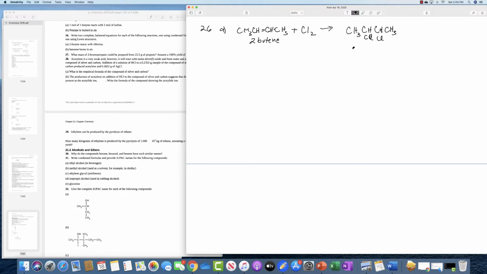And this would be butane now, because there are no double bonds. And it would be dichlorobutane. It would be 2,3-dichlorobutane. And so that's what happens.